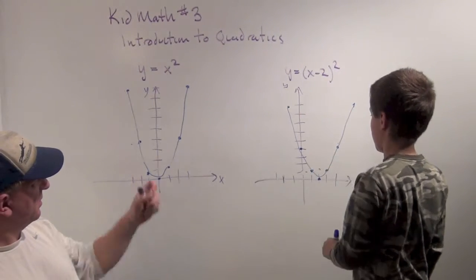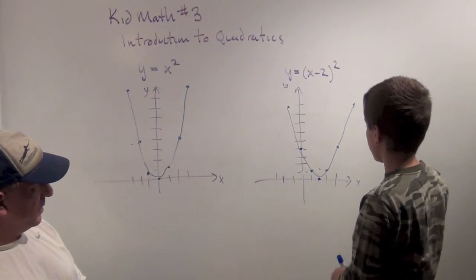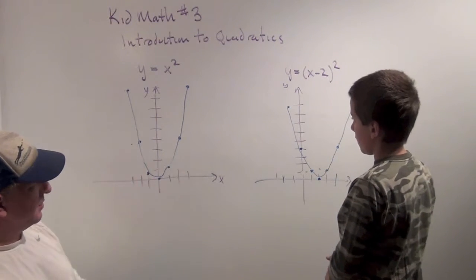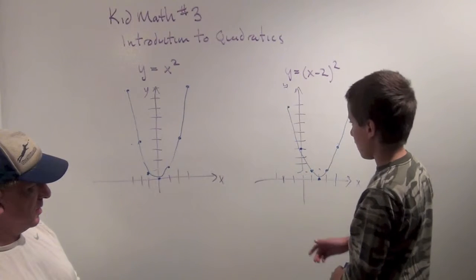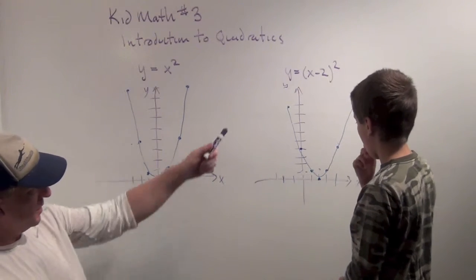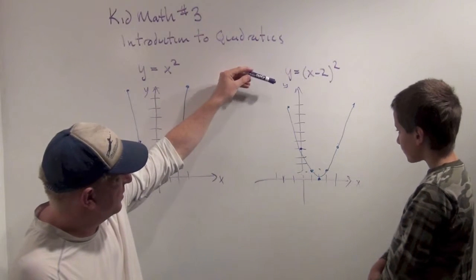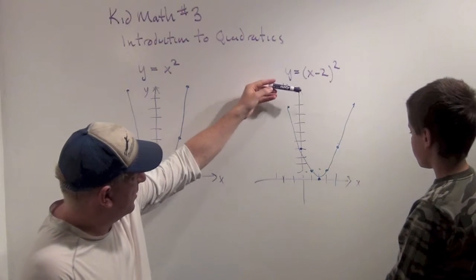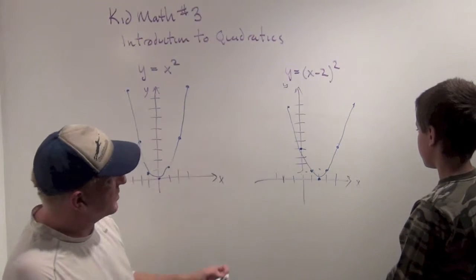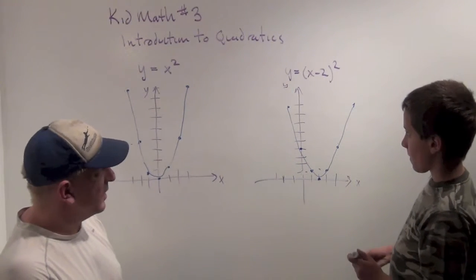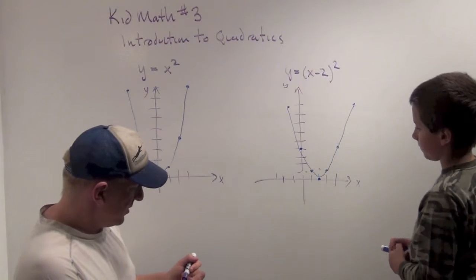How does that compare to the parabola we drew here? This one's shifted over. It's shifted over by how much? By 2. Interestingly, and this is one of the things we'll be learning about over the course of the semester, the graph y equals x minus 2 quantity squared takes this graph and just shifts it over to the right by 2. That's actually pretty interesting.